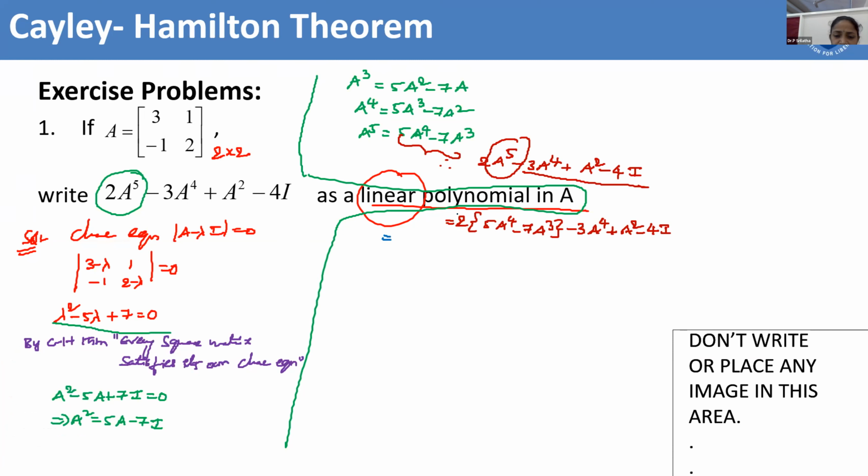So now simplify this one. So 5 into 2, 10a power 4 minus 7 into 2, 14a cube minus 3a power 4 plus a square minus 4i. After simplification, we get 7a power 4, so 10a power 4 minus 3a power 4 is 7a power 4, minus 14a cube, plus a square minus the remaining 4i. The remaining polynomial is a square minus 4i.